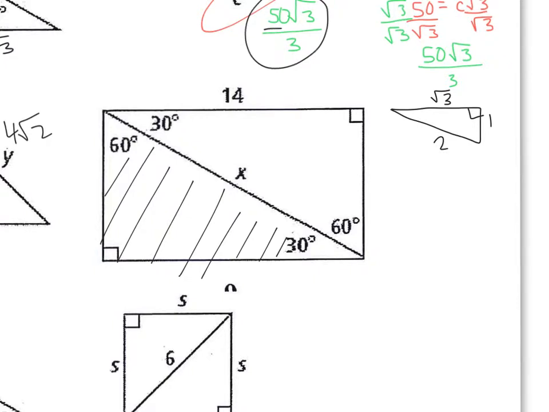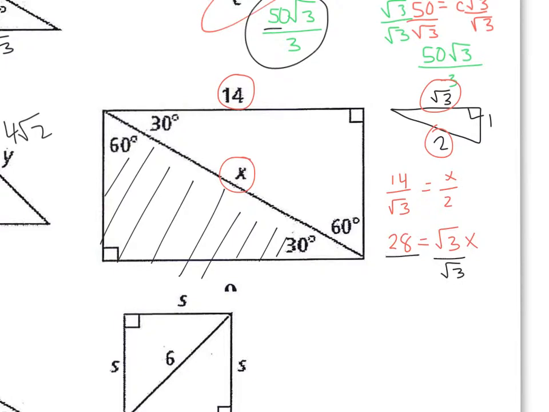So I can do a proportion. 14 is to root 3 as x is to 2. So cross multiply, 28 equals root 3 x. Divide both sides by root 3. So x equals 28 divided by root 3. And then I want to rationalize it. So it's root 3 over root 3. So it's 28 root 3 over 3.